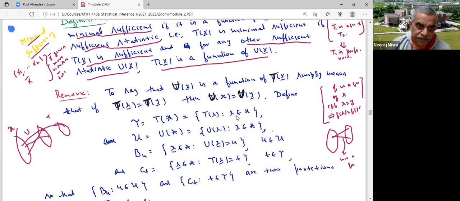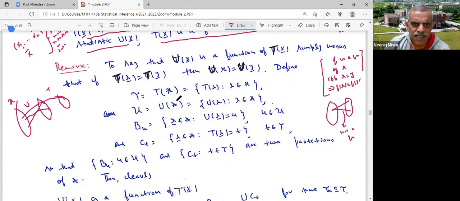So you cannot have a situation where U(x) and U(y) are different, but they go to the same point, or U(x) and U(y) are the same, but they go to different points. It is just the simple definition of a function.